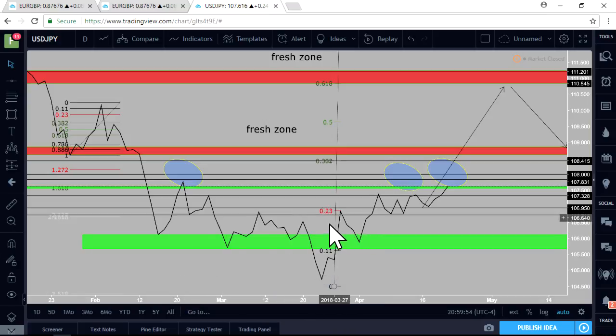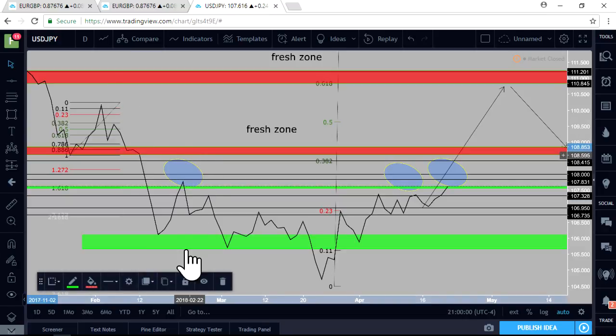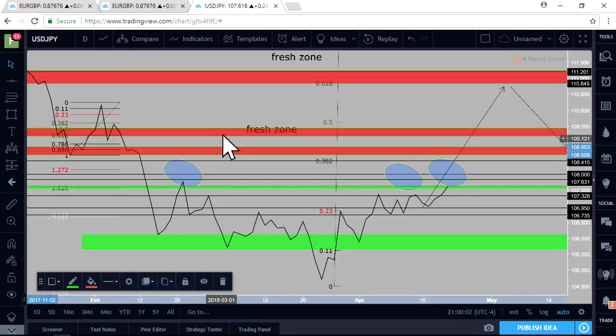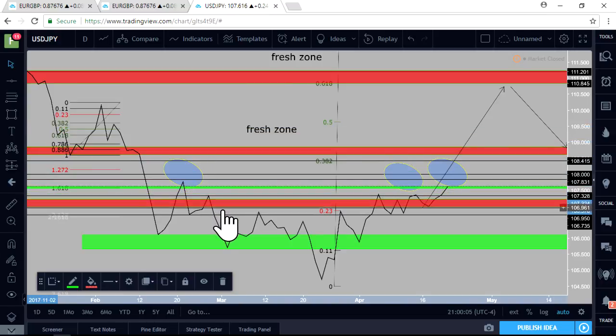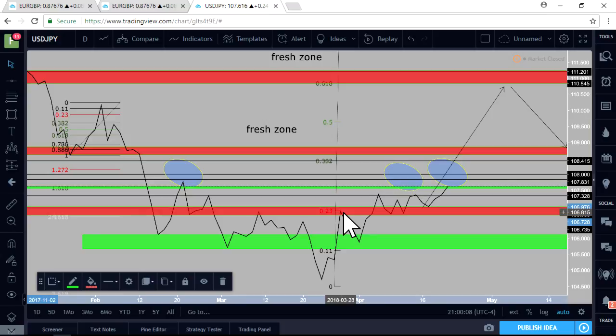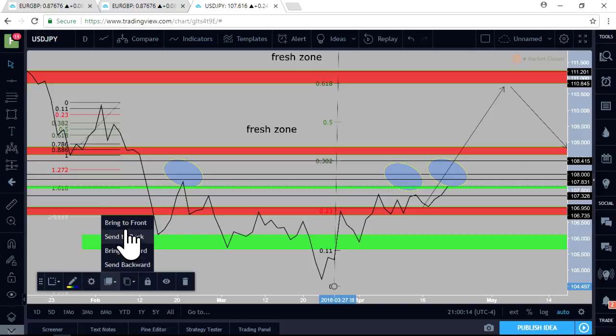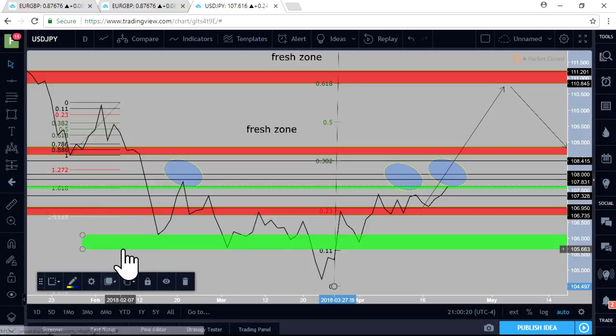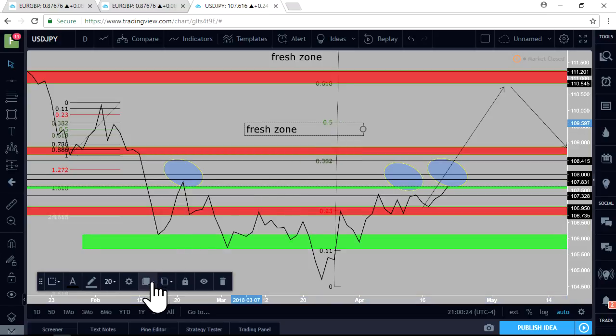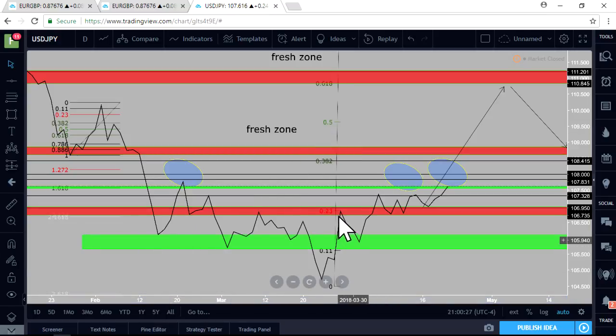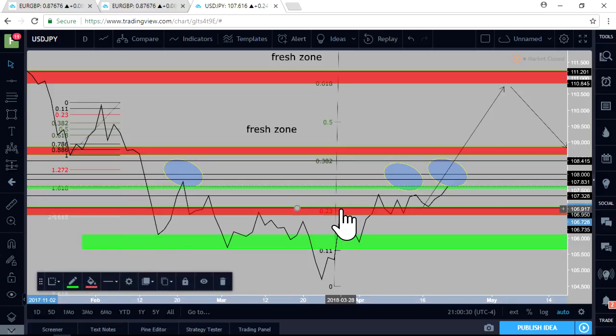Perfect. That's nice and clear now. All right? We just hit the 23. Look how this market is moving in levels. We hit this 23. Bring it forward. Okay, so we just hit this 23 right here. Rejected. Boom, boom, boom, boom, boom.